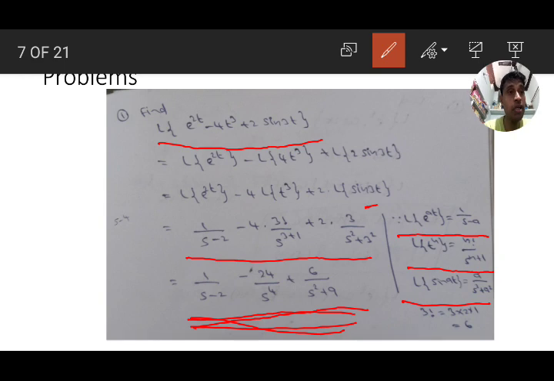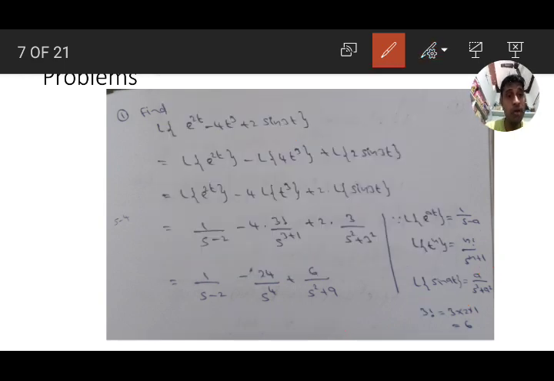Any doubts? No doubts. Okay, Laplace transform: first the linearity property, then using the formulas L of e to the power of at, Laplace transform of t to the power of n, Laplace transform of sine at. Please note down this problem.